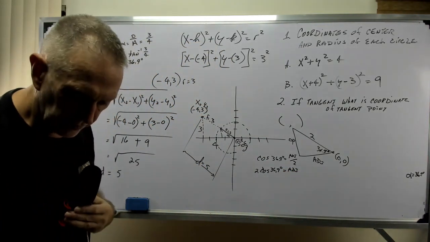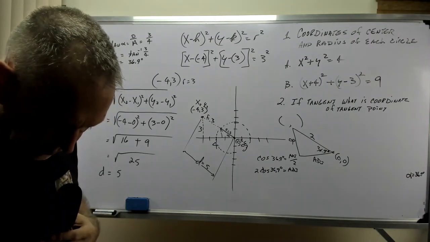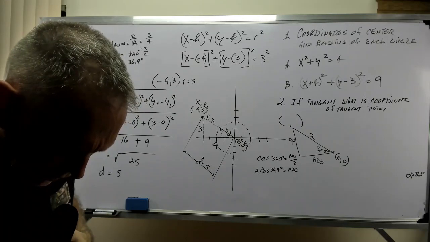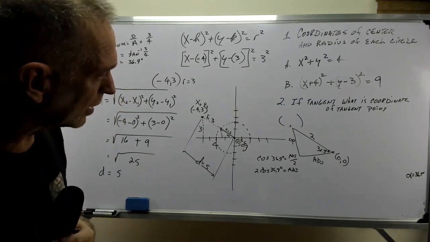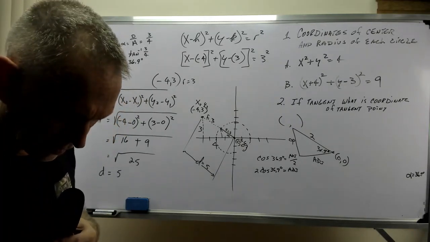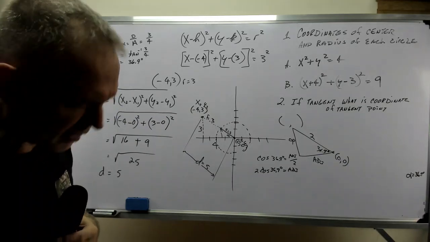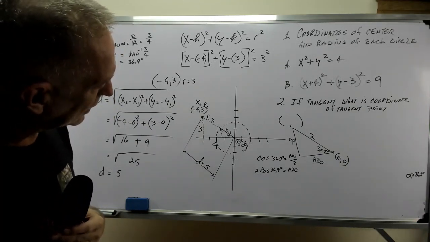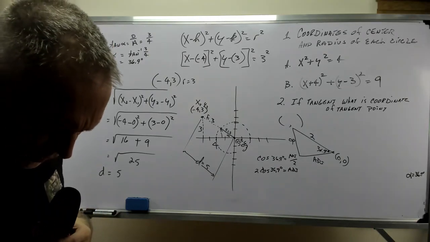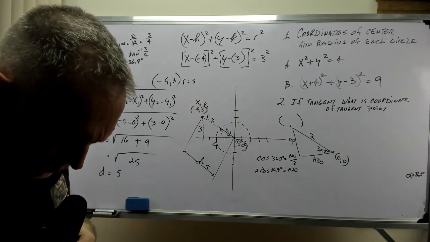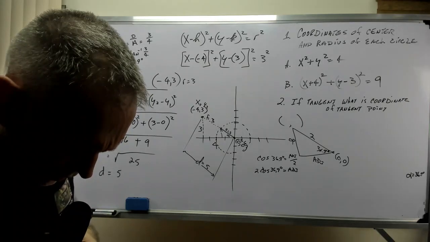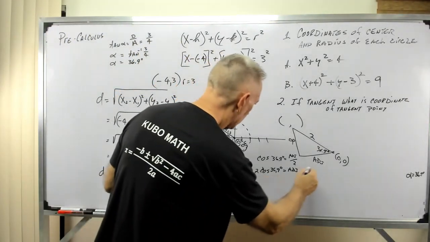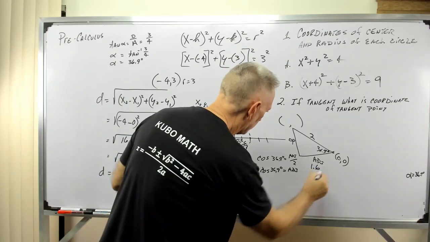So 36 point, I don't have my glasses on. 36 point, actually it was 0.89, cosine of that, times 2 is 1.6. So that adjacent side is 1.6.